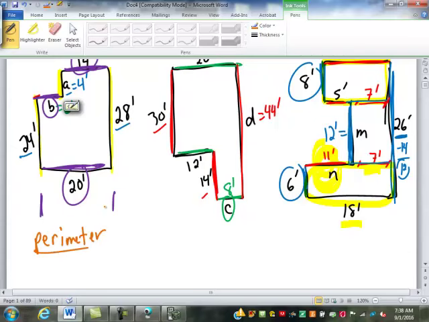How do you find the perimeter of a shape? Just add up the sides. So for this one, it's going to be 20 plus 24 plus 6 plus 4 plus 14 plus 28, which is going to give us, if we add that all up, 96 feet.